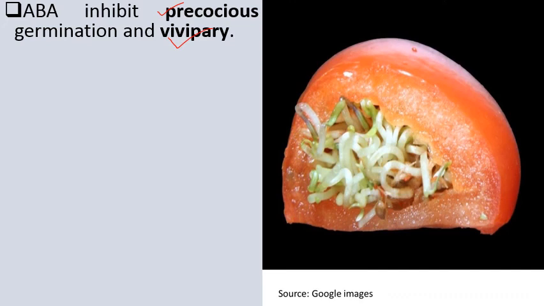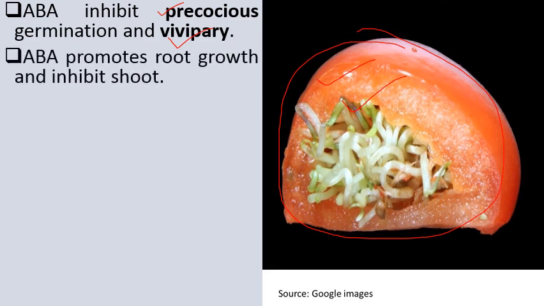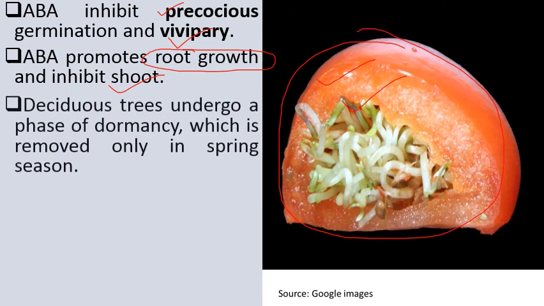ABA has many other physiological roles, like it prevents precocious germination and vivipary. Precocious germination means when the seed starts germinating inside the fruit. So that is known as precocious germination or vivipary. It occurs in many fruits like tomato, papaya and maize. So this is the fruit of tomato in which precocious germination occurs. The seeds start germinating inside the fruit. And ABA promotes root growth and inhibits shoot growth in some plants.